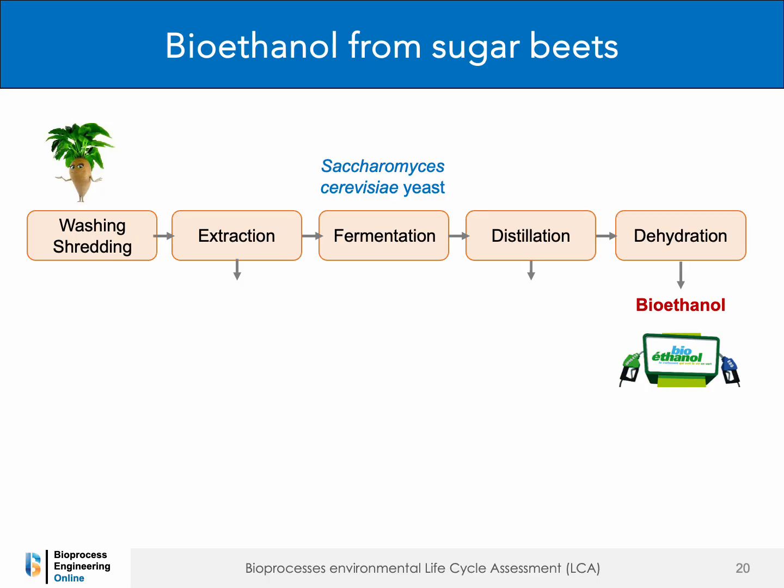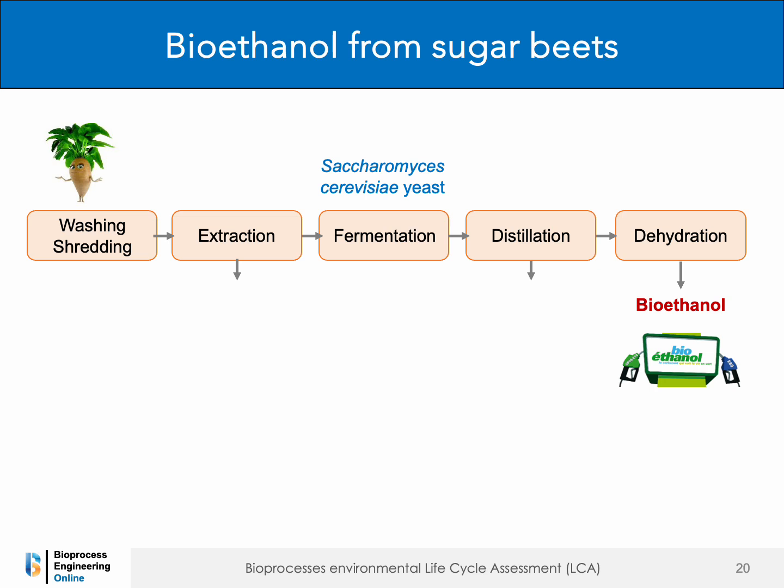The industrial process for producing ethanol from sugar beets includes the following operations: washing and shredding the sugar beets, extracting the sugar, fermenting the sugar with the yeast Saccharomyces cerevisiae to produce ethanol, distilling the fermentation mash to recover the ethanol, dehydrating the ethanol to obtain a fuel.